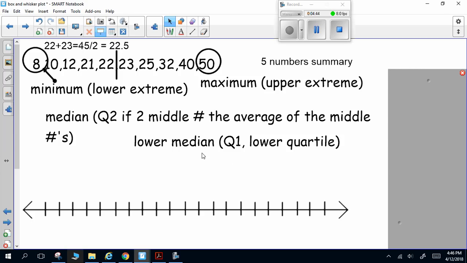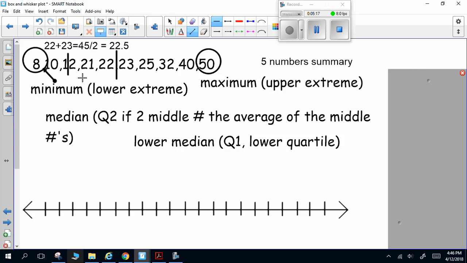So the lower median is the median of the lower part of the data. The median divided my data in half. So I'm going to look here at this bottom half of the data and find the middle number of the bottom half of the data. So I find the median of the low numbers: 8, 10, 12, 21, and 22. So the median of this data is 12. Since my median is part of my data set, I'm going to draw a vertical line directly through that 12.